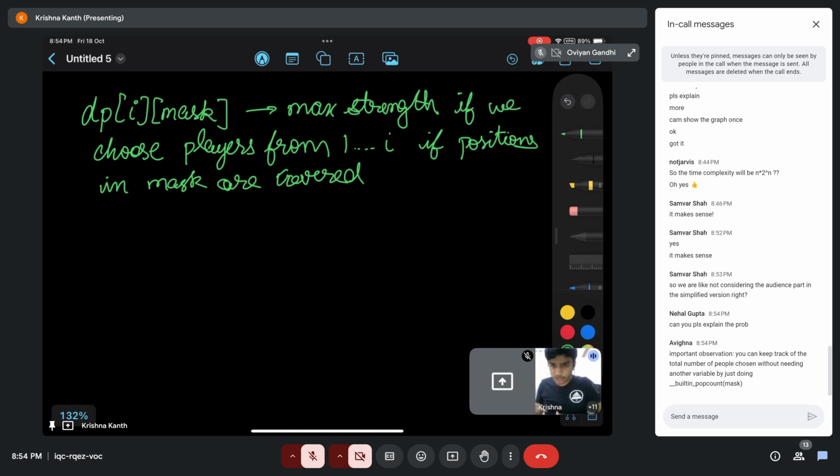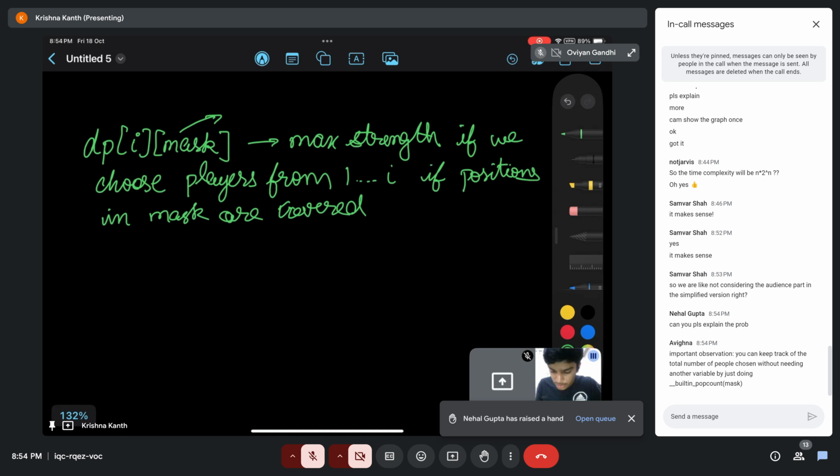So now this is a very straightforward DP problem. This mask refers to the positions mask, not the number of people, because you can notice that there are n people. Like n is 10 to the power 5, which is huge. Obviously, you can't bitmask over there, but the number of positions is 7.